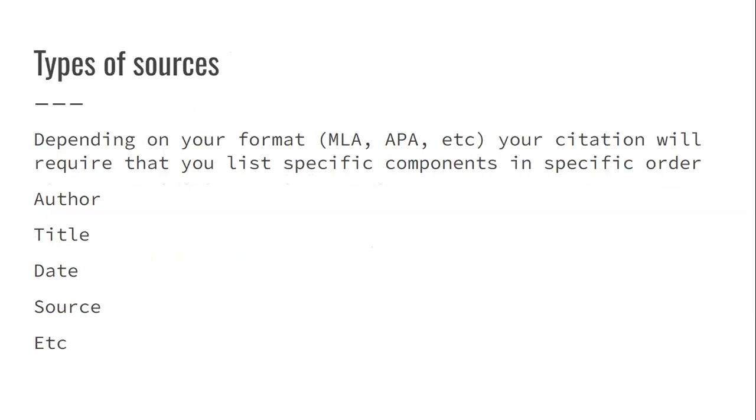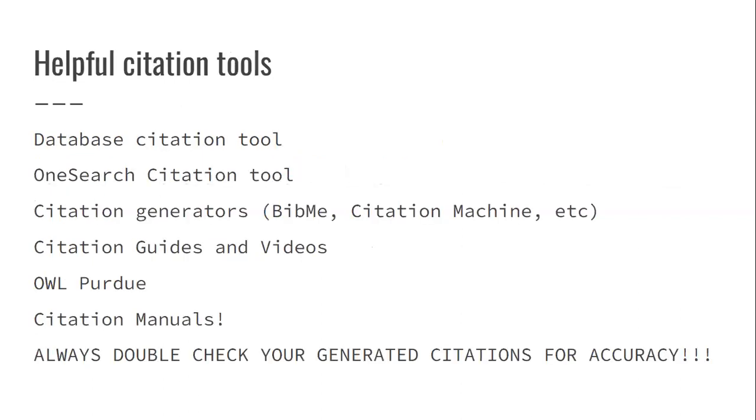The types of sources, again, that you'll be using will require different components. So depending on your format, you're going to have a specific order in which you present this information in your citation. For example, MLA will start out with the author as well as APA. And then as you go further down, the order might change a little bit. So again, we'll be looking at examples in just a bit.